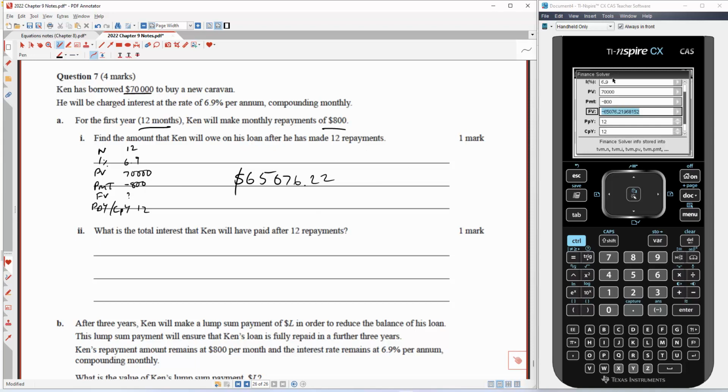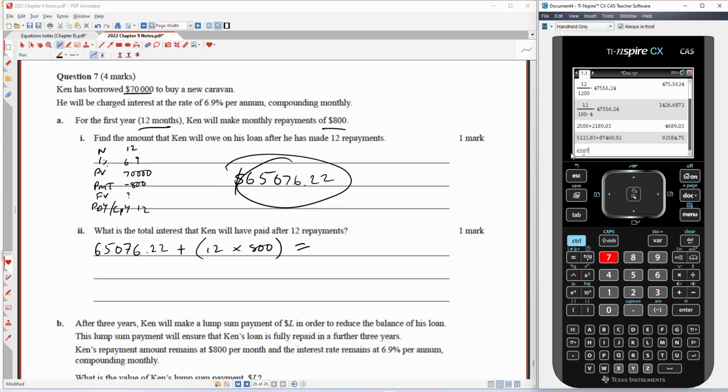Okay, what's the total interest that Ken will have paid after 12 repayments? Okay, so for this one here, we know that he owes this amount, $65,076.22. So what we're going to do is add all of the payments that have been made, which is 12 lots of these repayments, 12 lots of $800. So I'm going to jump out of Financial Solver.